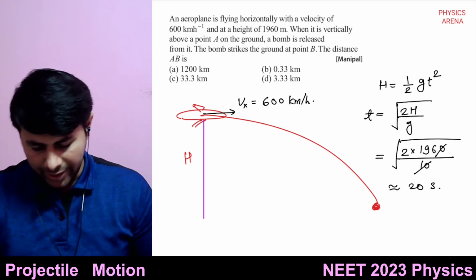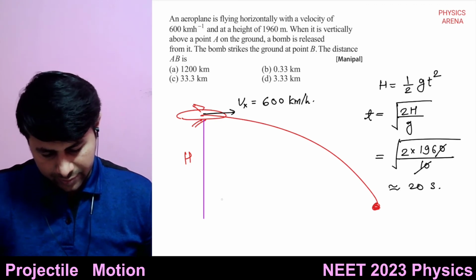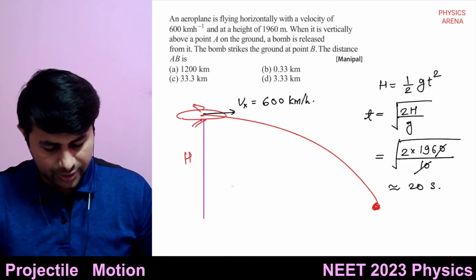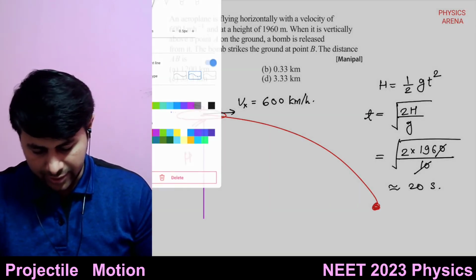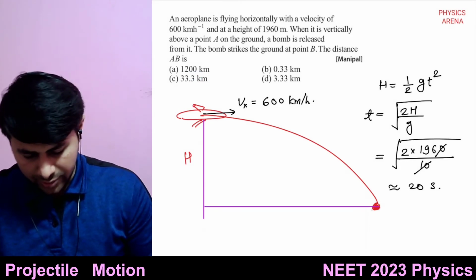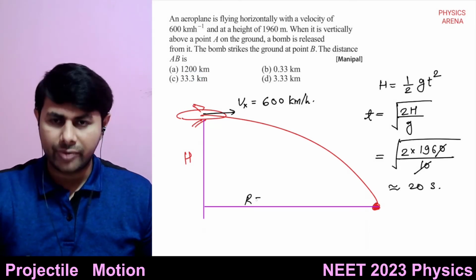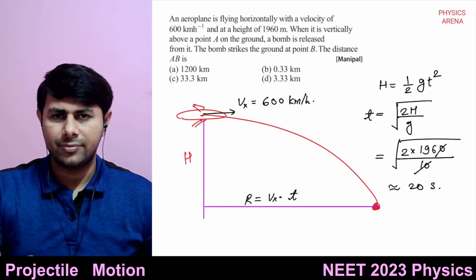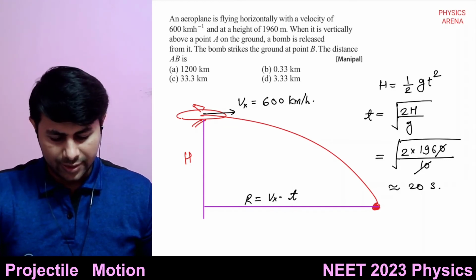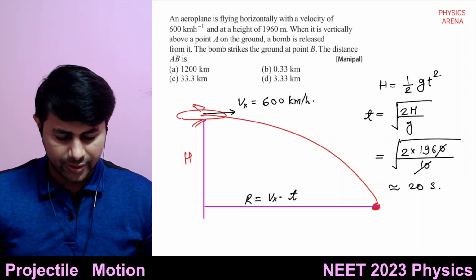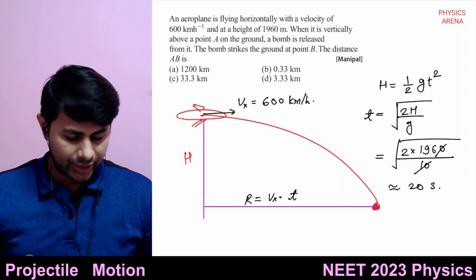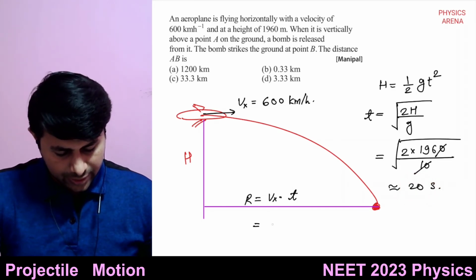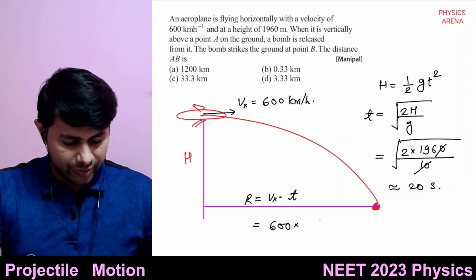And then you can find out the horizontal distance. How will you find horizontal distance? Let's call it r. So r will be equal to what? It is vx multiplied by this time, right? So it is 600 kilometers per hour, and everything is given in kilometers. So we have to convert this time into hours. Okay, so it is 600 multiplied by, how do we convert it in hours?